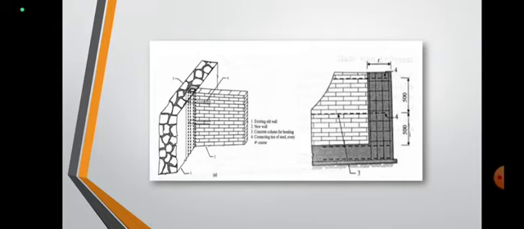You can see the new wall is constructed perpendicular to the main wall. The existing old wall is shown as number 1. The new wall is number 2, which is perpendicular to it, and like this the structure is built in this way.